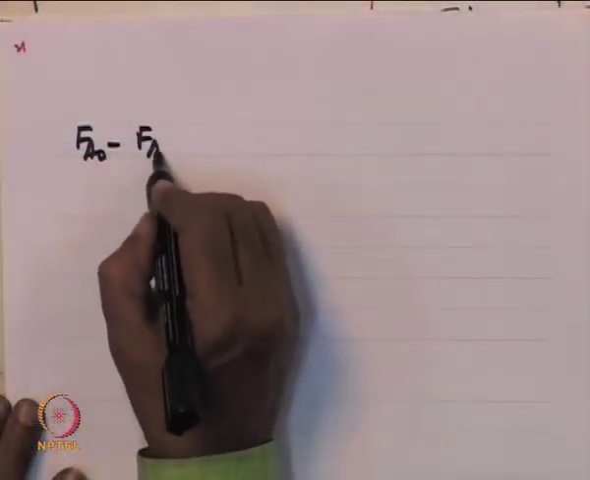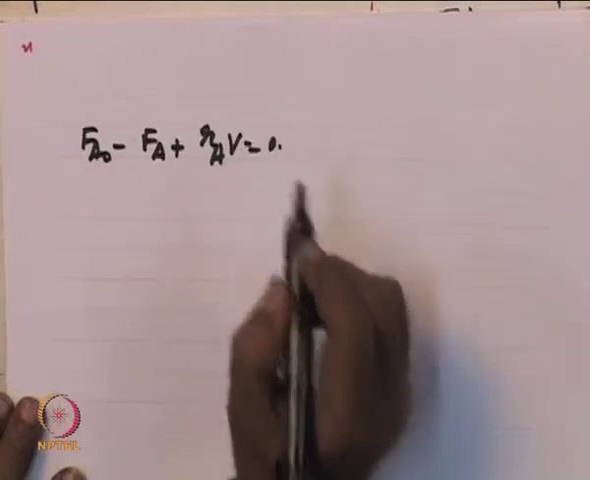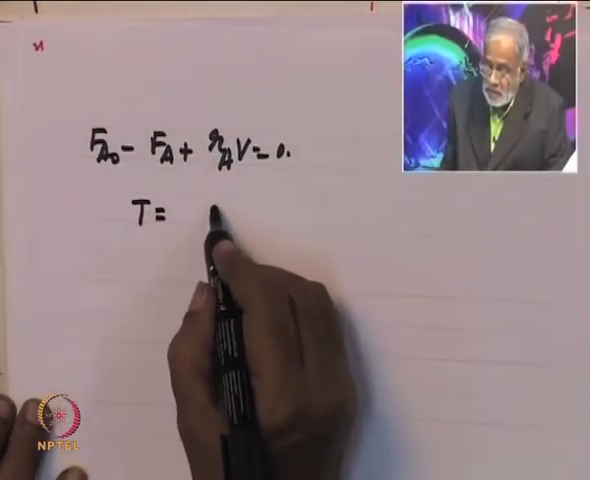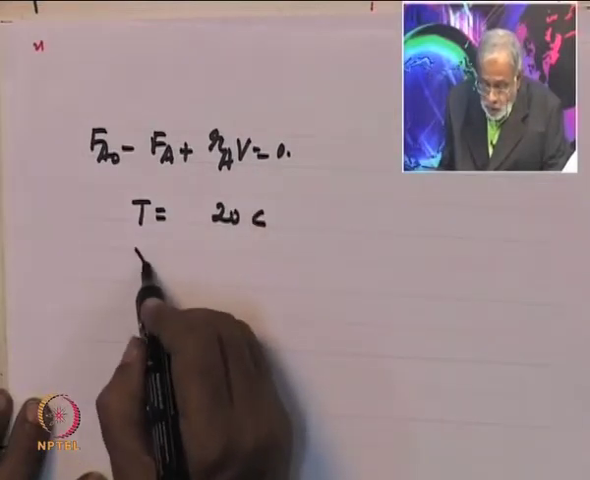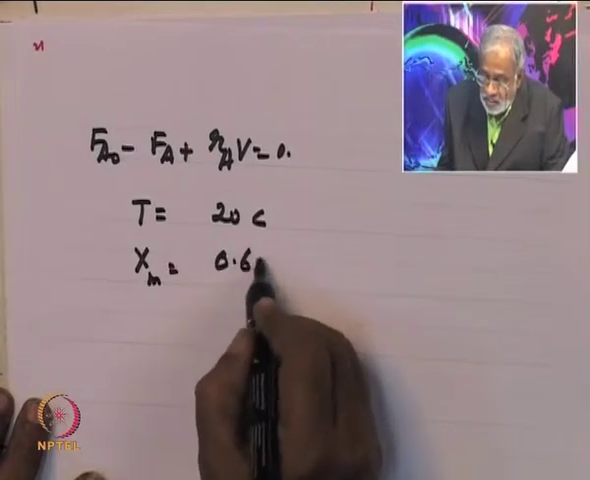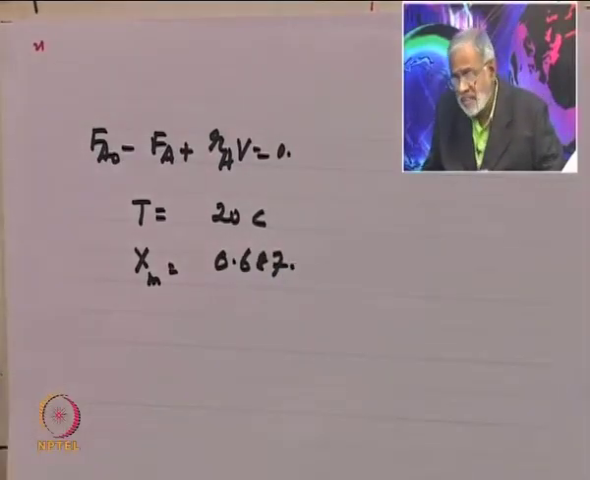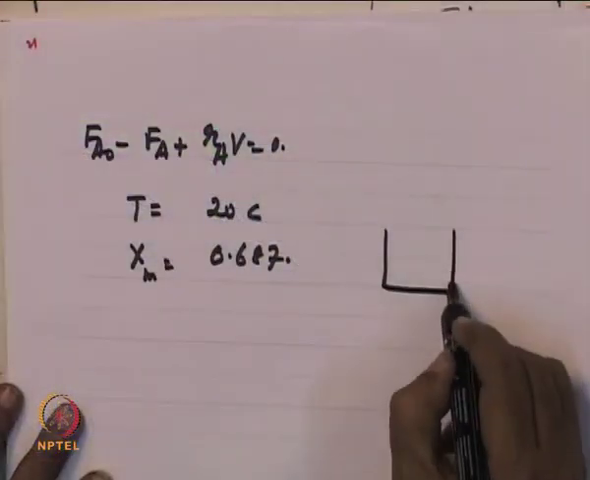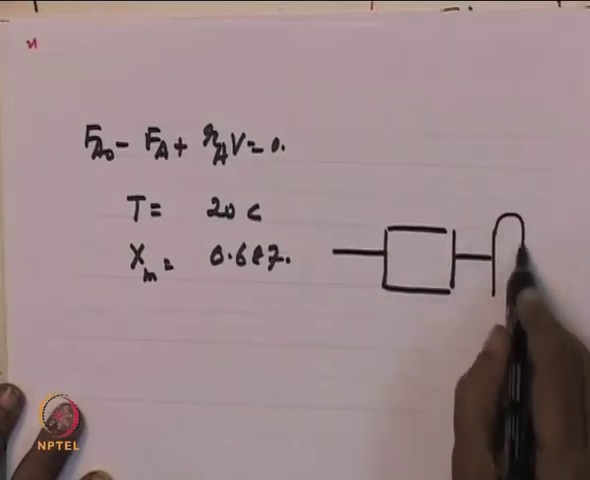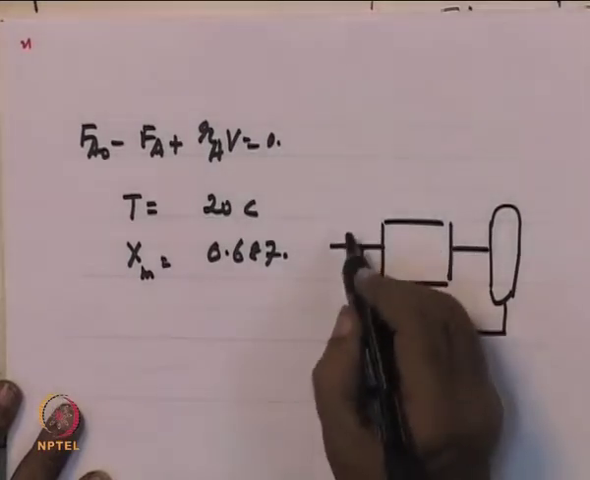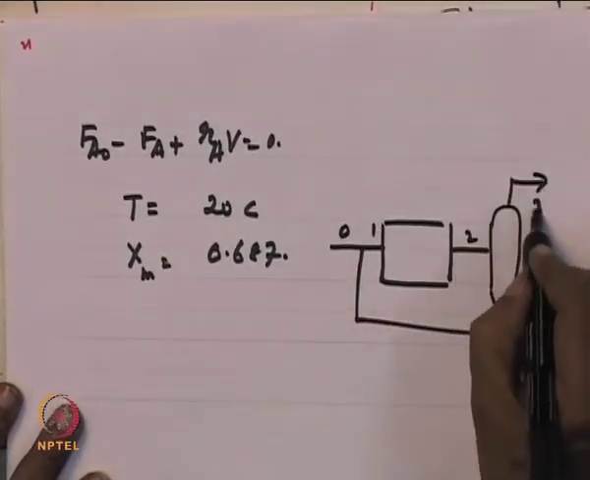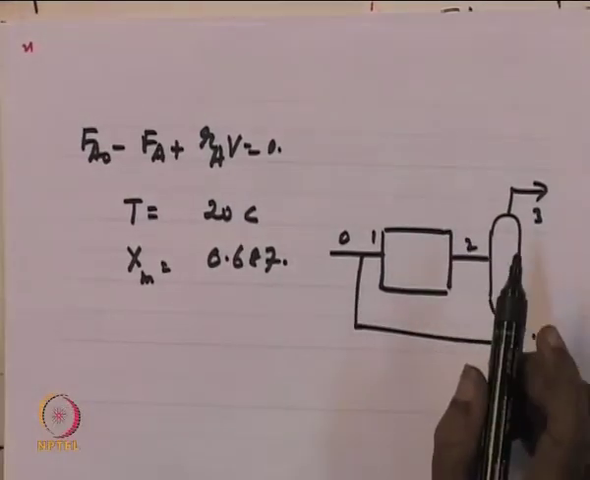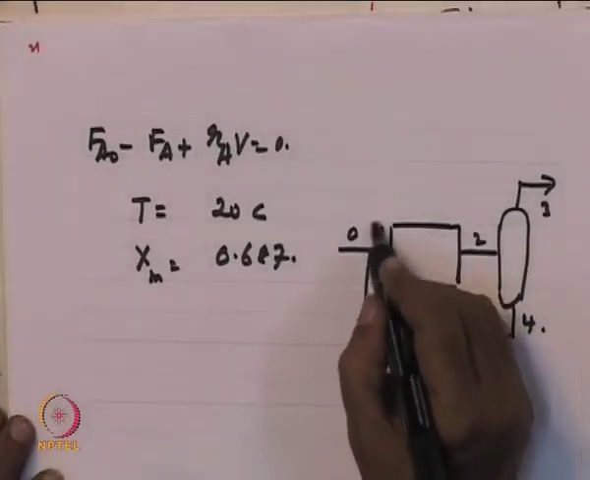Let us do that. So, we have here our material balance, which is F_A0 minus F_A plus R_A V equal to 0. So, you know that the best temperature of operation is 20 C we have taken, and corresponding to that x_m should be 0.687. Okay, what is this x_m? This x_m is with respect to inlet flow. Let me just draw your attention here. If you call this 0, 1, 2, 3 and 4, the way we have defined x_m is with respect to this point, position 1.